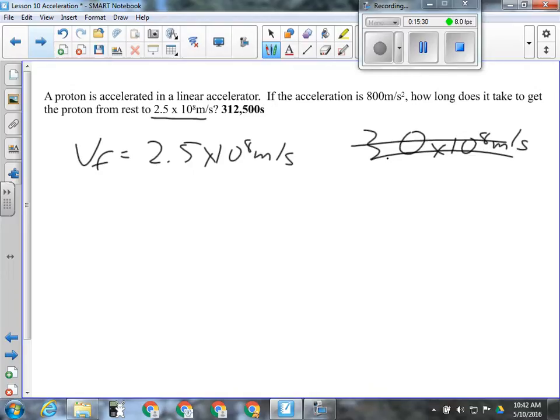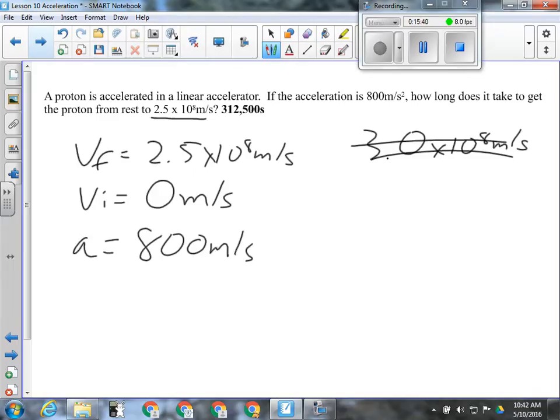So we're also told in this question that VI is at rest, or 0 meters per second. And we know the acceleration is 800 meters per second squared. Those are the values that we're told. We're looking for the time in seconds. So we start out with A equals VF minus VI over T, and we manipulate for T. So we multiply both sides by T, and we divide both sides by A.